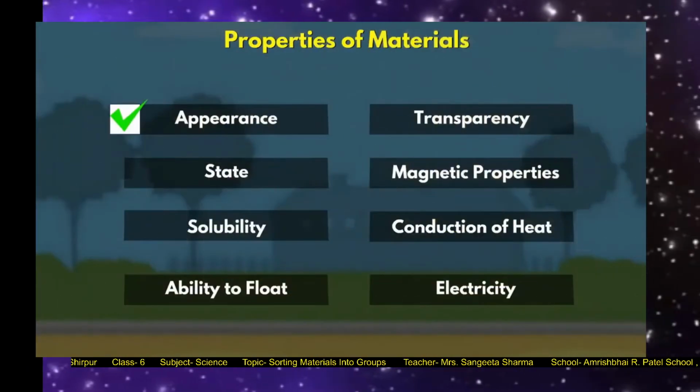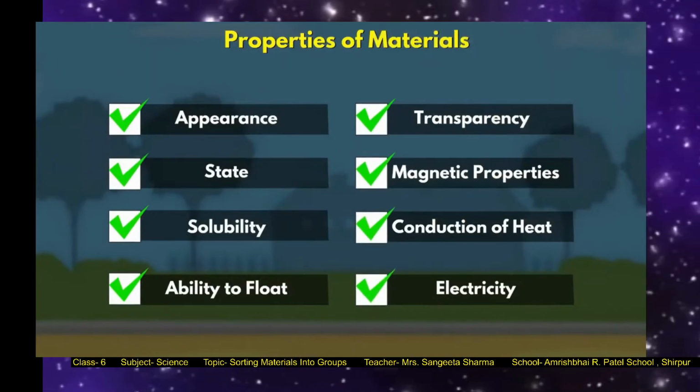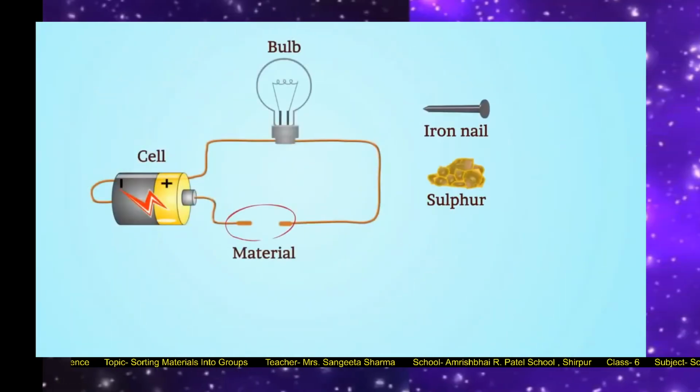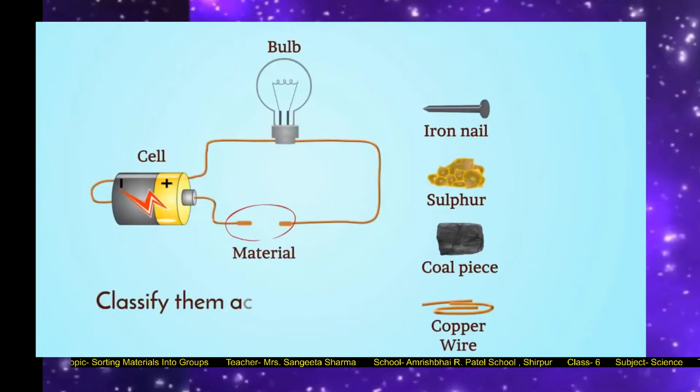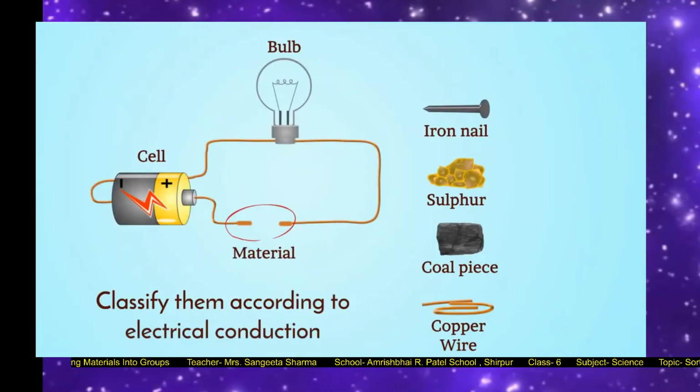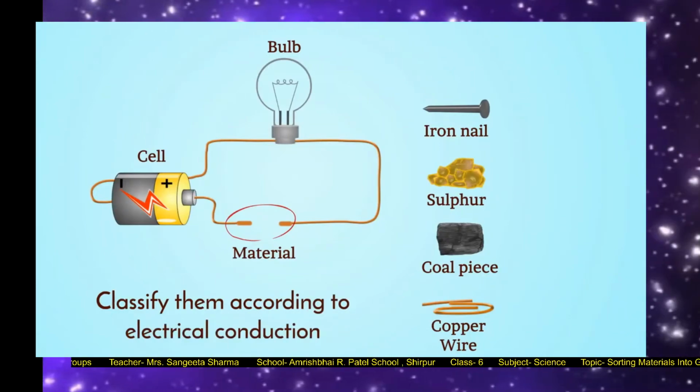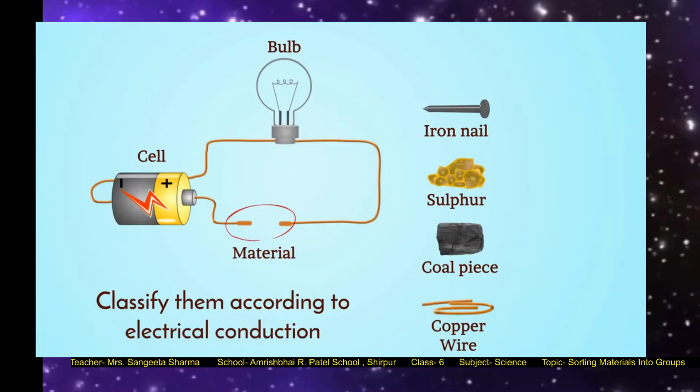We can use any property to classify the material. For example, take some materials and we need to classify them according to electrical conduction. Can we do that? Yes. The answer is like this.